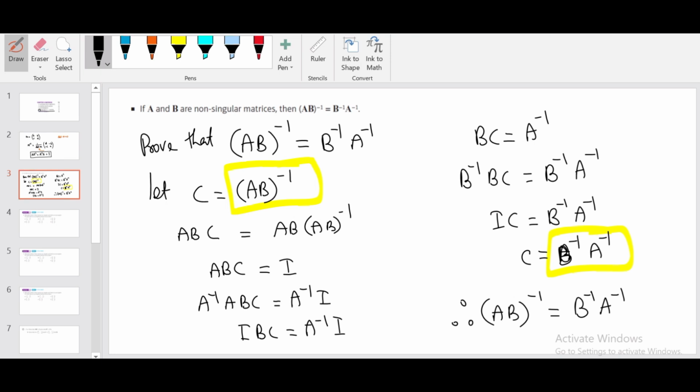Understand? It's given in the textbook as an example, so you don't need to copy that actually. They have used PQ instead of AB. The method is the same.